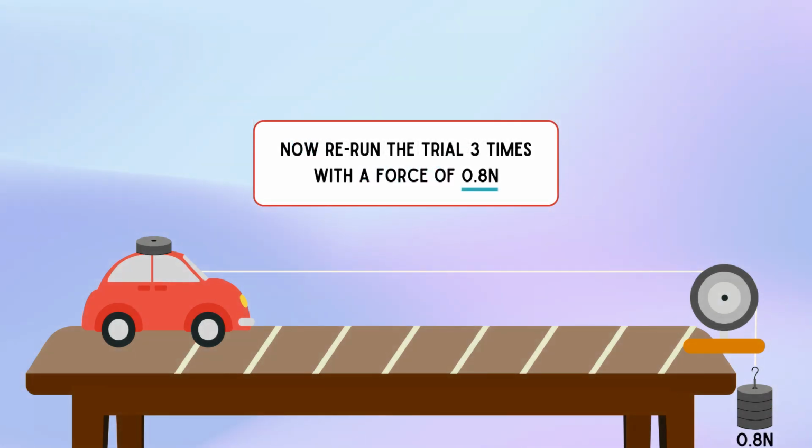Now we repeat the process again, but with a force of 0.8 newtons, recording the time it takes the car to pass each distance marker. Remember, for each force, record 3 trials and calculate the average times for each distance trialed.